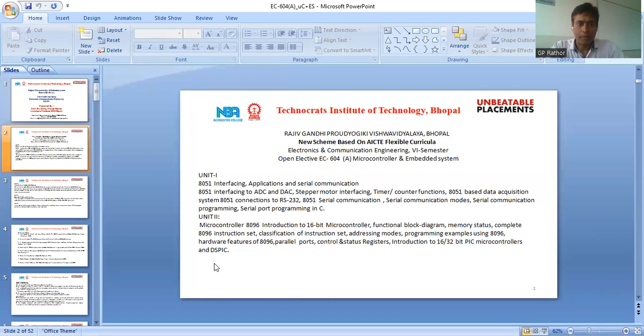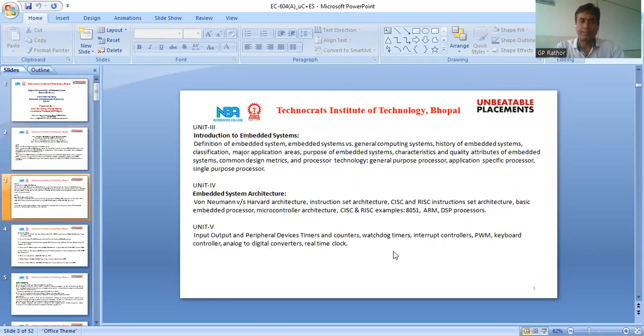The second unit covers microcontroller 8096, introduction to 16-bit microcontroller, functional block diagram, memory status, complete 8096 instruction set, classification of instruction set, addressing modes, programming examples using 8096, hardware features of 8096, parallel ports, control, status register, introduction to 16 or 32-bit PIC microcontroller, and dsPIC.